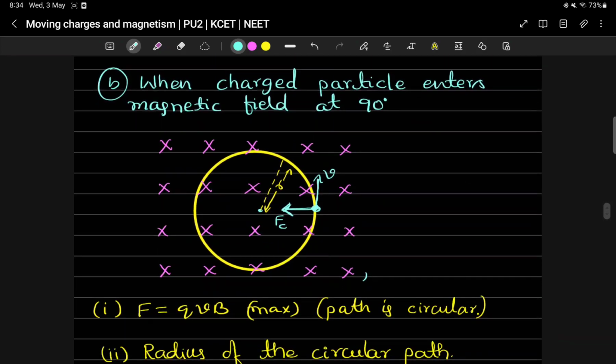Next, if the charged particle enters the magnetic field at an angle of 90 degrees, it means the magnetic field is in this direction and the charged particle enters like this. So the velocity of the charged particle is in this direction, the magnetic field is in this direction, and the angle is perpendicular, 90 degrees. Then it gets trapped in the magnetic field.